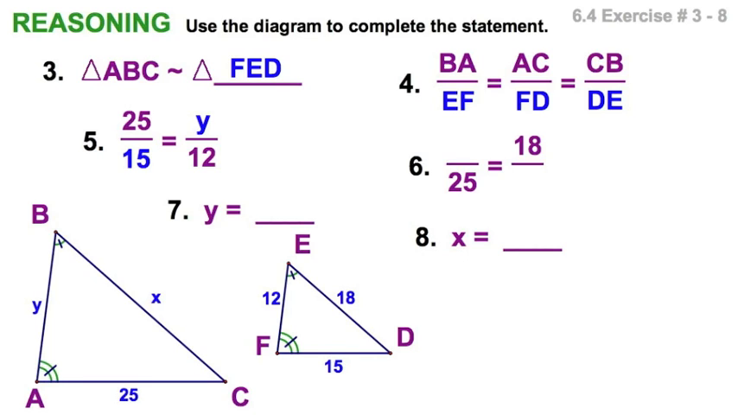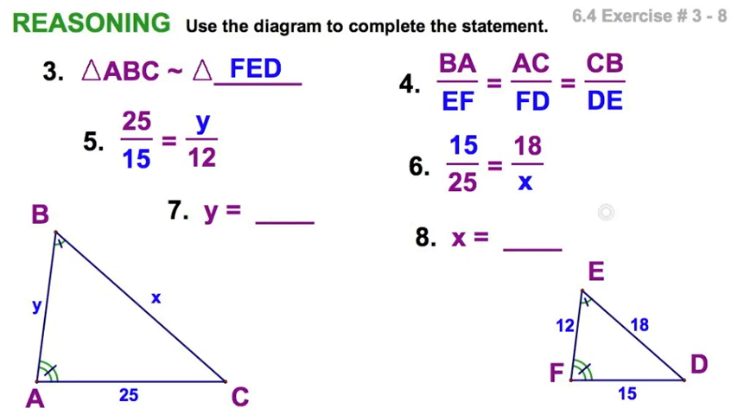On number 6, 15 is to 25, as 18 is to X. See that one coming. Now, all we've got to do is actually solve these two proportions, and we'll have our values for X and Y respectively. So, here goes the first one.